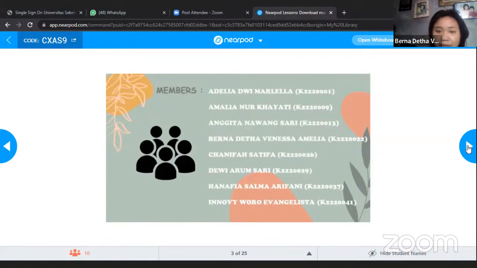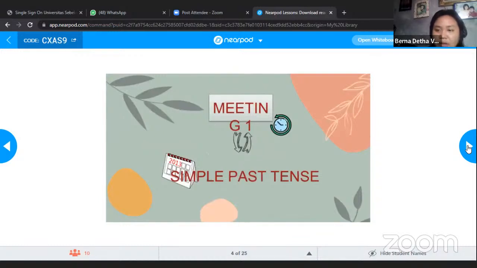Okay, these are the members: Adelia Dwi Malela, Amalia Nurkayati, Anggita Nawangsari, Benedetta Vanessa Amelia, Kanifa Sativa, Dewi Arunsari, Hanafia Salma Arifani, and Inovi Woro Evangelista. From the first, we will see the activity with Kanifa. Kanifa, time and screen is yours.